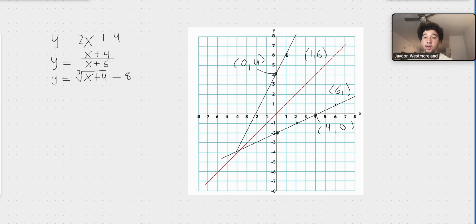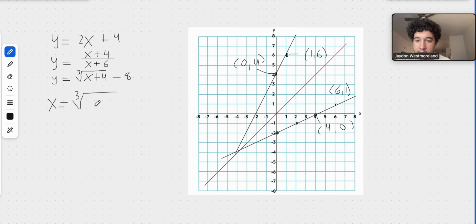The last one here, we have the cube root of x plus 4 minus 8. Again, idea is still the same. It doesn't matter what type of function you have. So in this case here, x is equal to the cube root of y plus 4 minus 8. I'm going to add 8 to both sides.